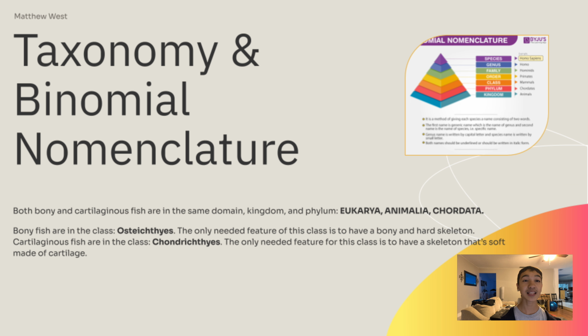The next slide is about taxonomy and binomial nomenclature, where both bony and cartilaginous fish share the same domain, kingdom, and phylum: Eukarya, Animalia, and Chordata. The differences go inside of the class, where one is Osteichthyes and one is Chondrichthyes, one meaning hard skeleton and the other meaning soft skeleton or cartilage.